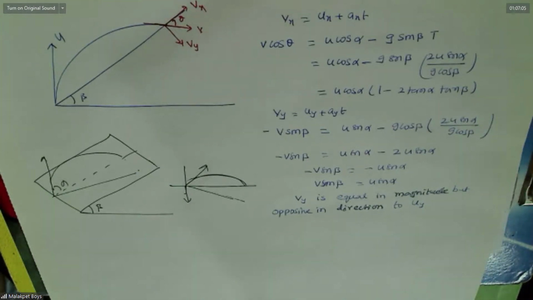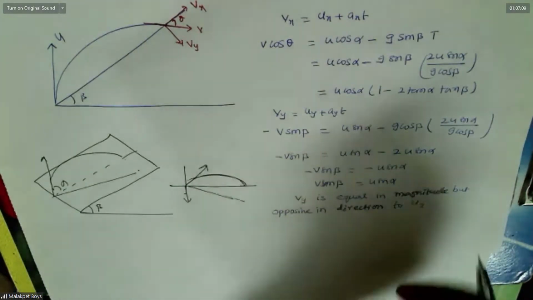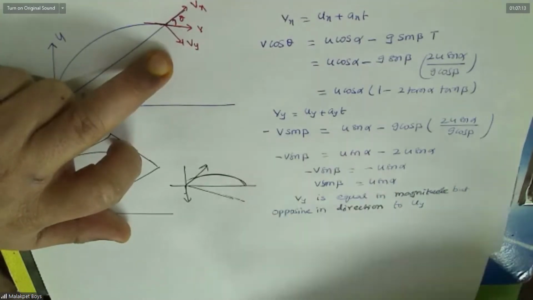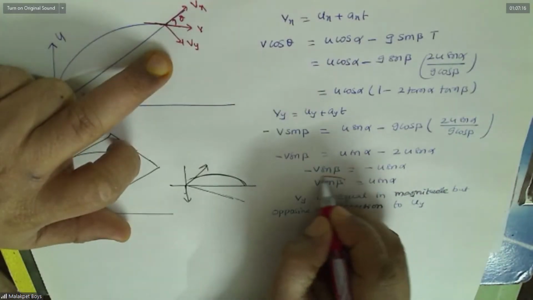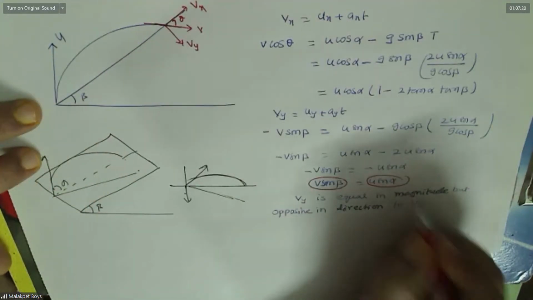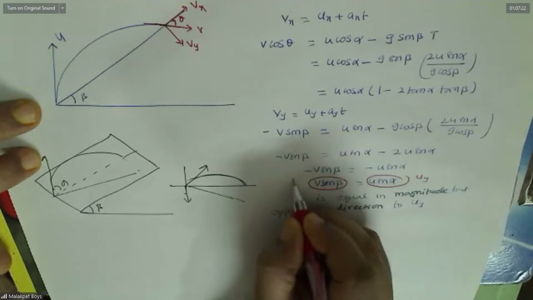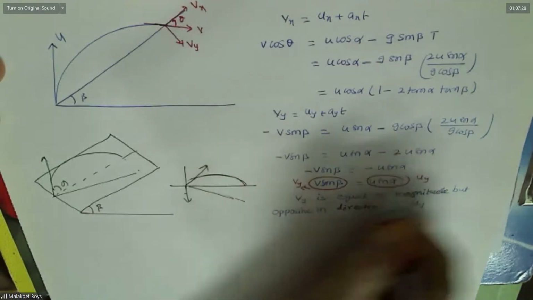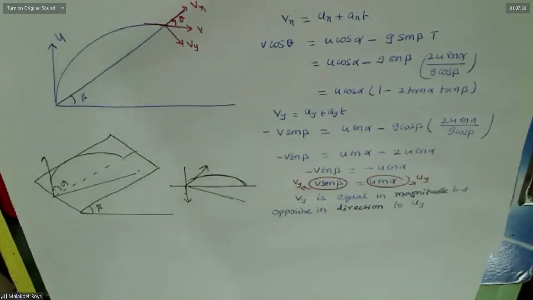Sir, I'm not understanding this last point. Vy is equal in magnitude but opposite in direction to what is Uy. What is this? This is Vy only, no? This is nothing but Uy only, no? Same thing I wrote in the statement. This is only Vy, no? This is Vy.